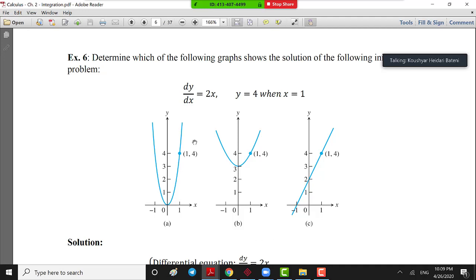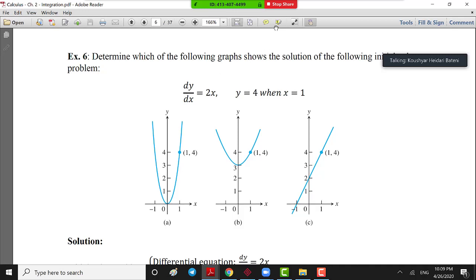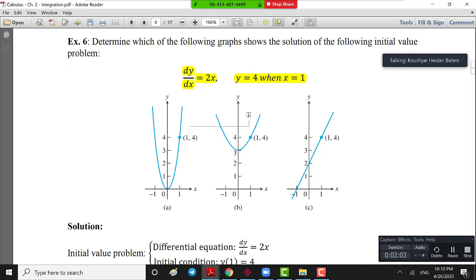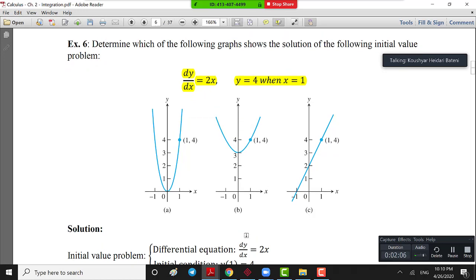Now, in this specific example, our differential equation is this: dy over dx equal to 2x, and our initial condition is not given to us in a straightforward way. It says y is equal to 4 when x is equal to 1, right? Now, what does that mean? It means y at 1 is equal to 4, right? The meaning of this initial condition is this. Now, let us solve this initial value problem and then see the solution matches which one of these three graphs that is given to us.